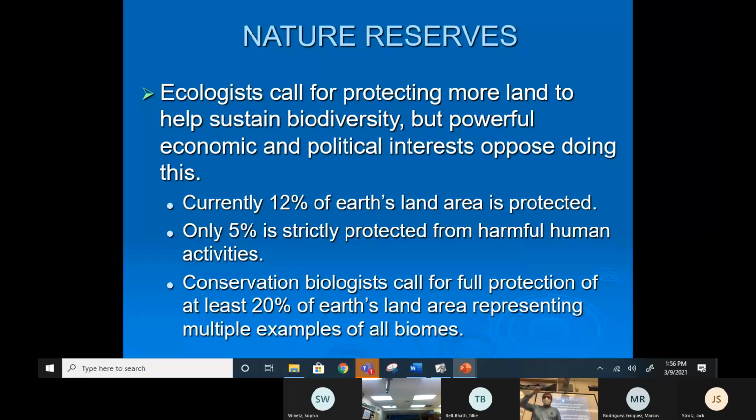At any rate, a nature reserve is less about people using it than it is about preserving nature for its own sake, for wildlife, etc. Okay, so we can see there's pros and cons. 12% of Earth's land area is protected in nature reserves, but only 5% is strictly protected from harmful human activities. Conservation biologists think we need 20% protected to maintain our biodiversity and to represent all of our biomes.